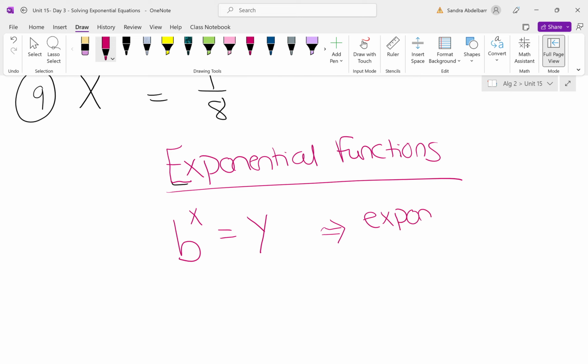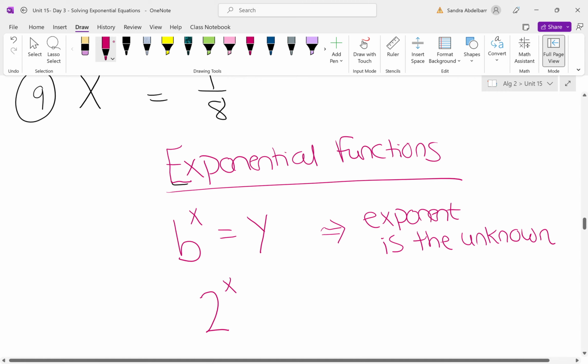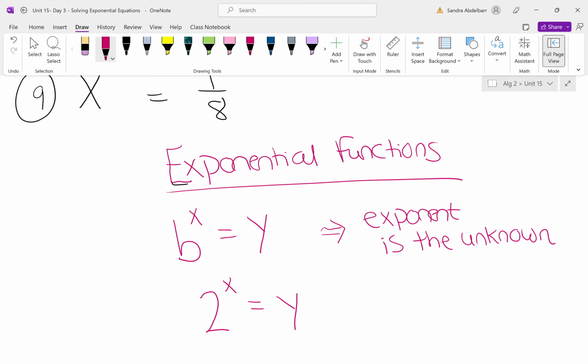The exponent is the unknown. So for example, we would have 2 to the x equals y. That's an example of an exponential function. So when we're dealing with exponential functions, we can never have the base be negative. We can't, because the exponent is unknown, which means it could be any number. So if my exponent is a half and my base is negative, I'm going to get an imaginary number, which is no good.